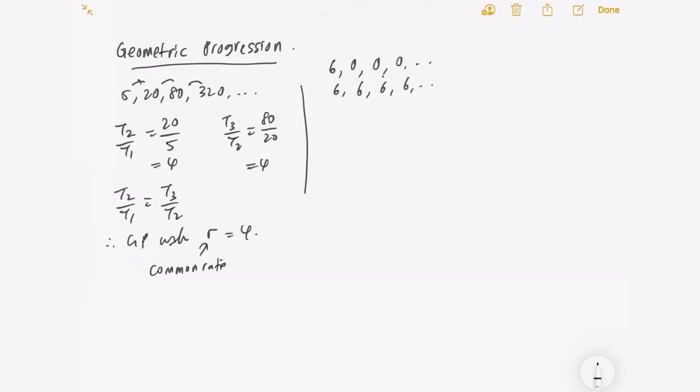Now, a classic example, maybe I give you an example with a fraction. Let's say you have 162, 54, 18. In this case, your common ratio, if I take t2 divided by t1, 54 over 162, you get 1 over 3. If I take t3 divided by t2, 18 over 54, you also get 1 over 3. So it's also a geometric progression with a common ratio of 1 over 3.